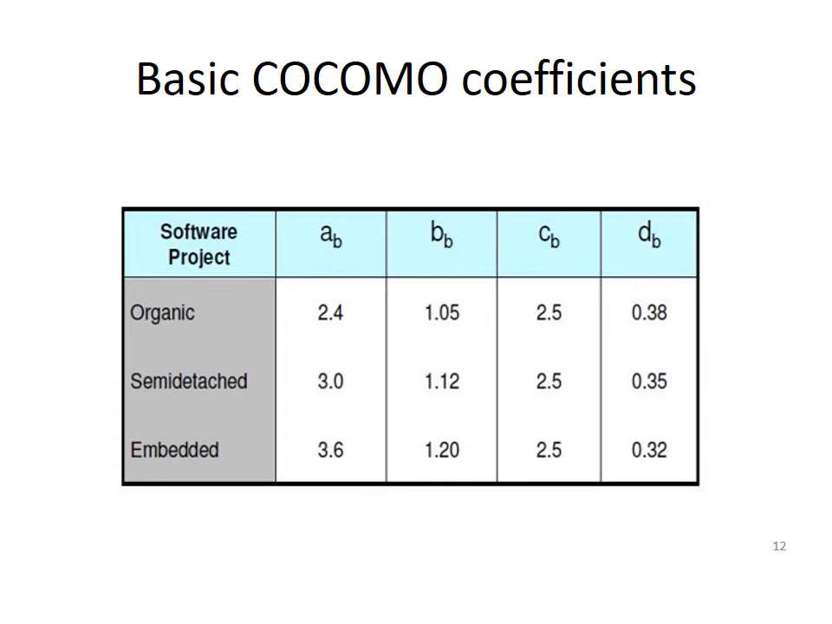So the basic COCOMO coefficients are given in the table. In the basic COCOMO model, if the project is categorized as an organic project, then the ab, bb, cb, db coefficients will be 2.4, 1.05, 2.5 and 0.38. If a project is an embedded project, then the coefficients will be 3.6, 1.20, 2.5 and 0.32. Definitely we should memorize all these coefficient values.